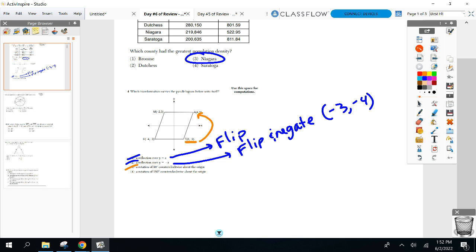So I'm left with a rotation of 180 degrees. (2, -3) goes to (-2, 3). And again, remember, you can rotate your paper the day of. Not your Chromebooks now, but your paper. All right, moving on.